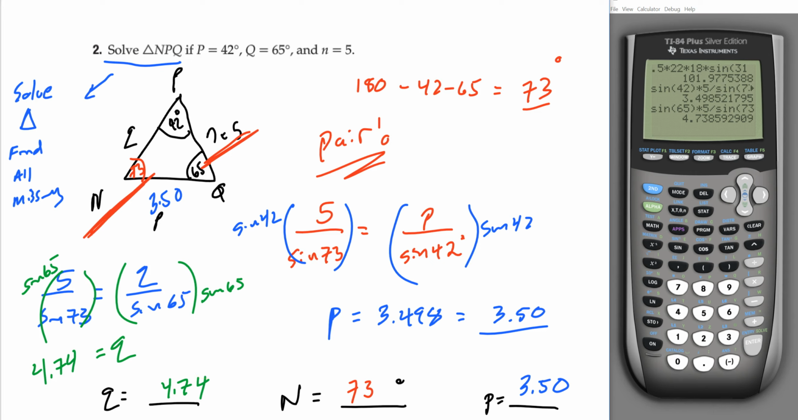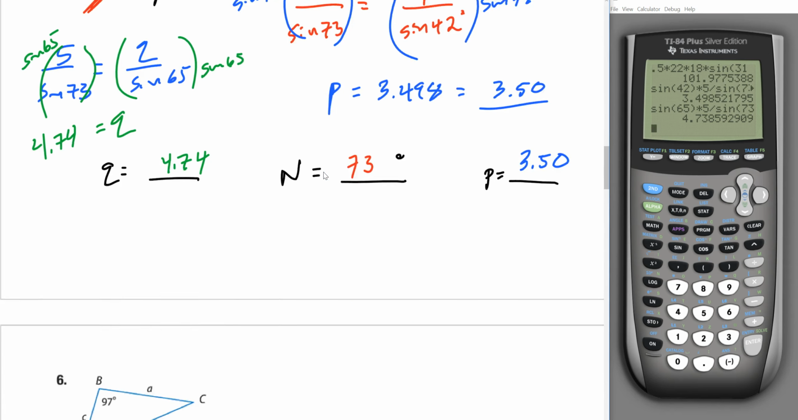And there you go. You just solved the triangle, right? You found everything else missing. And that's how you use law of sines. Once you get a pair, where you have both an angle and its side, you can do law of sines and just set up the proportions. Let's do another one.